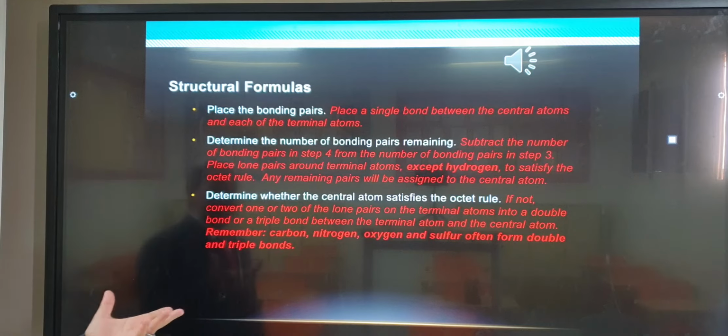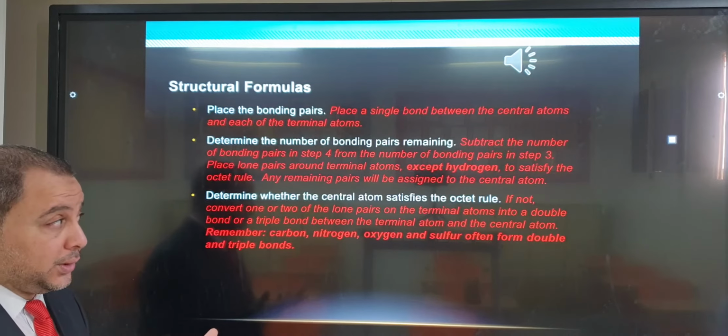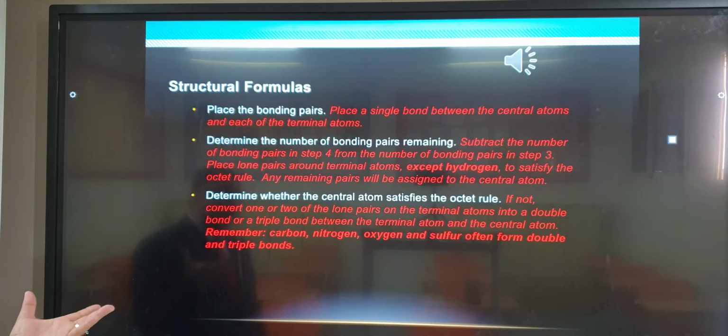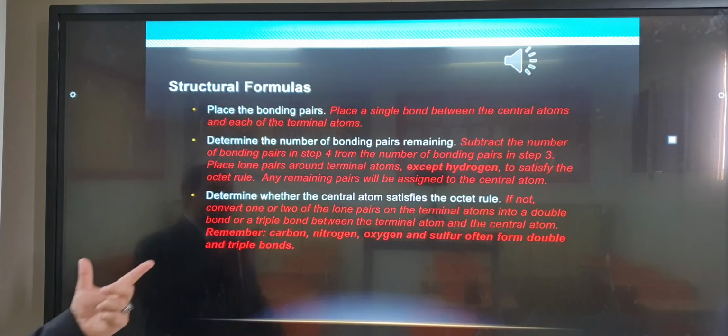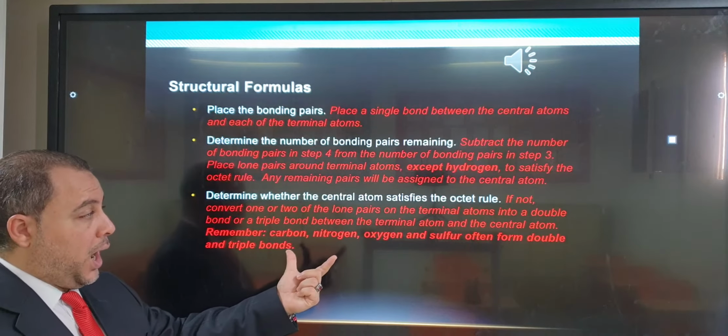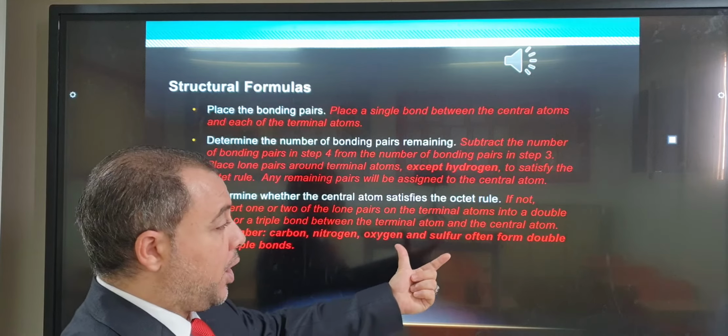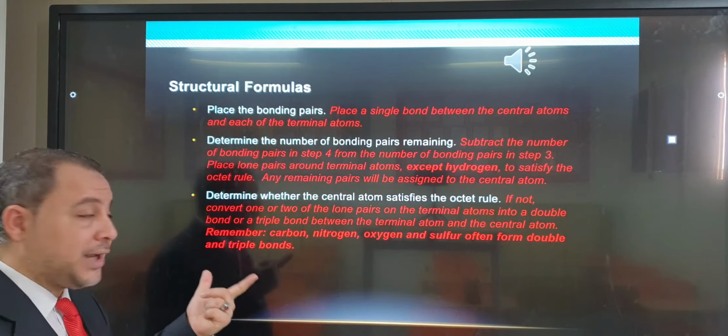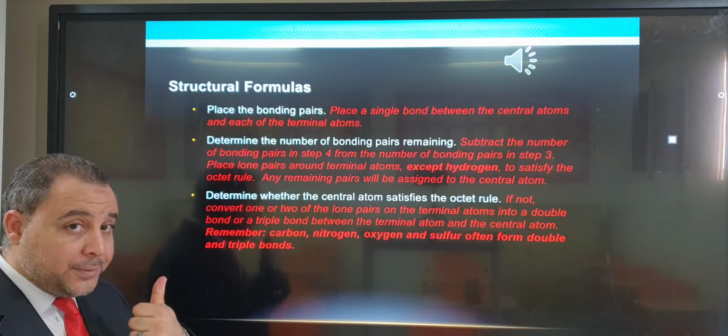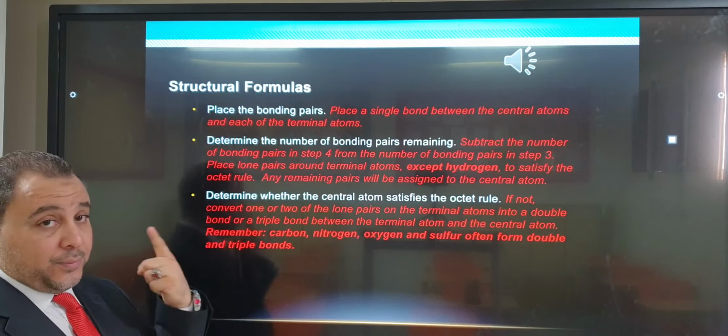Determine whether the central atom satisfies the octet rule. If not, convert 1 or 2 of the lone pairs on the terminal atoms into a double bond or a triple bond between the terminal atoms and the central atom. Remember, carbon, nitrogen, oxygen, and sulfur often form double and triple bonds, either double or triple bond. Take care from this note.